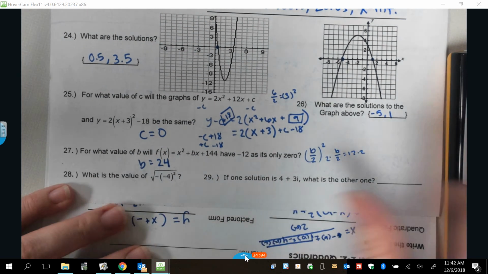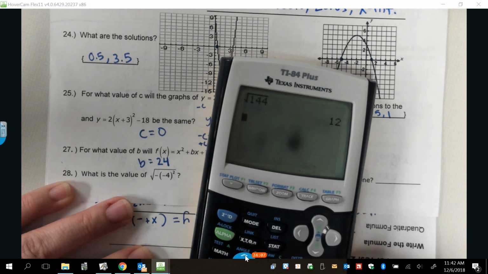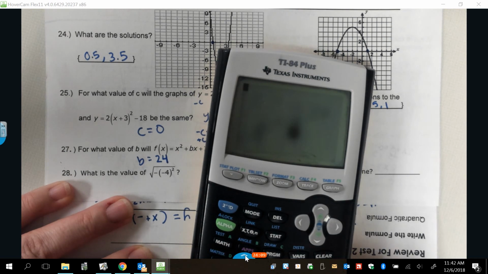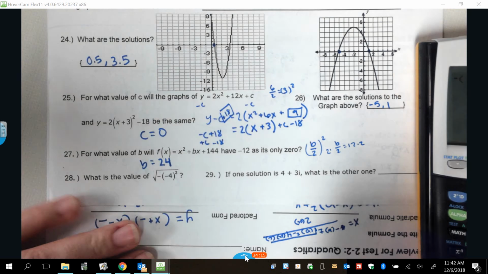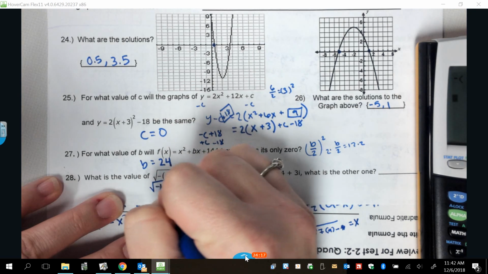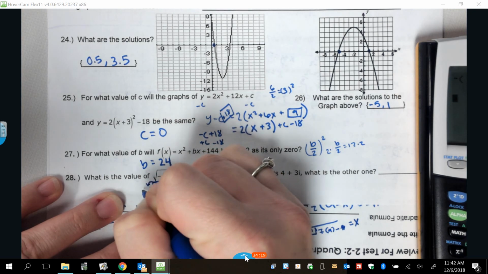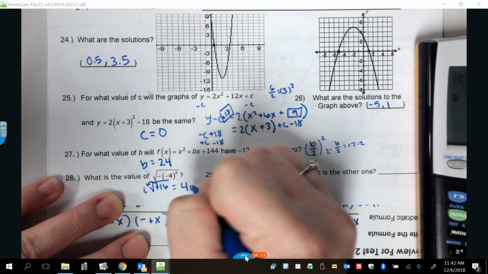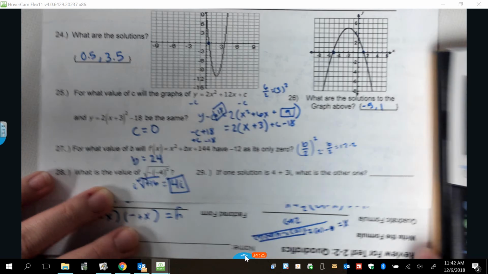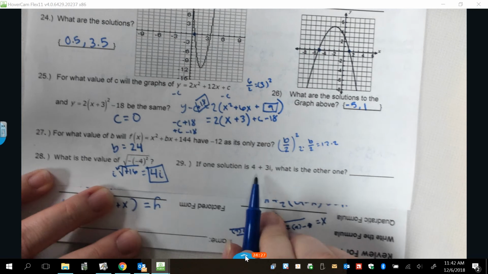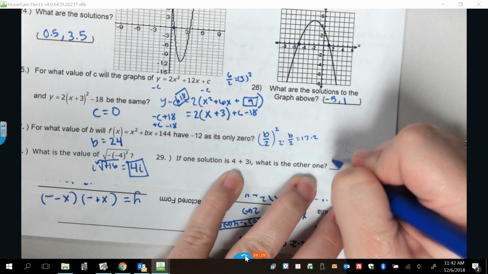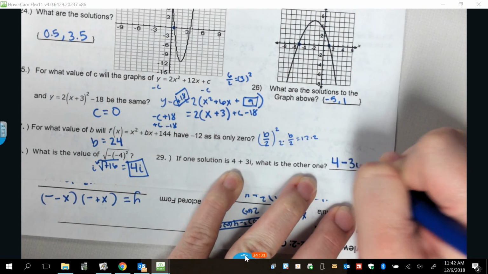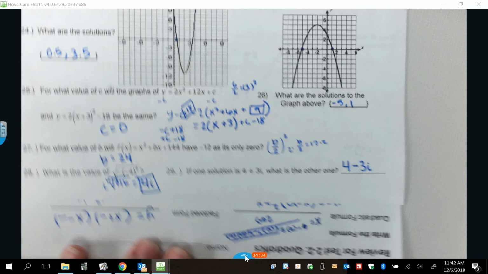Here, guys, do this in your calculator. Realize that negative 4 squared just gives me negative 16. So the same thing as saying the square root of negative 16. Take out the negative and put i. The square root of 16 is 4. So this ends up being 4i. If one solution is 4 plus 3i, what's the other one? It's going to be the opposite. So 4 minus 3i.